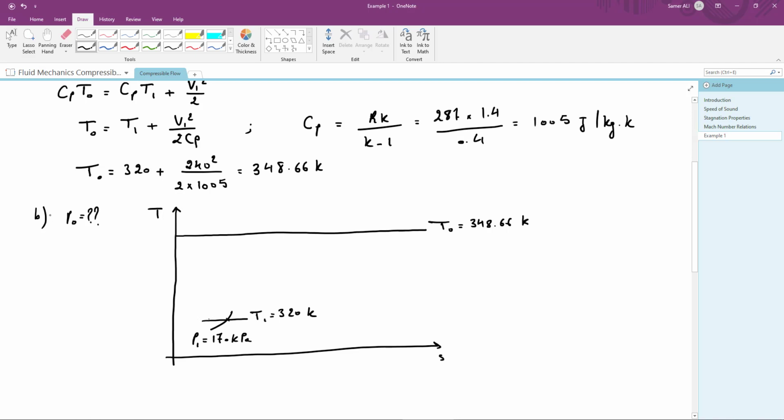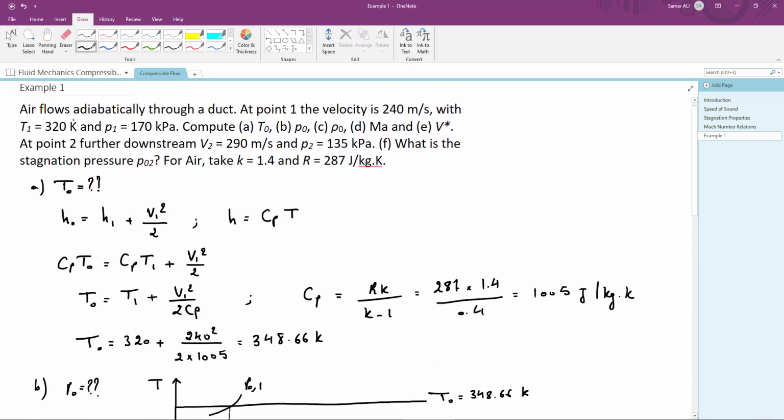As we said, the definition of the stagnation pressure is in fact the isentropic stagnation pressure. So to identify where the stagnation pressure is on this TS diagram, we can imagine an isentropic process from state 1, a vertical line where the entropy will remain constant till we reach the stagnation temperature T0. At the intersection here, we will have P0 and we will call it P01, simply because we have an adiabatic process from point 1 to point 2. If you continue reading the problem, at point 2 further downstream, V2 is 290 meters per second and P2 is 135 kilopascal.